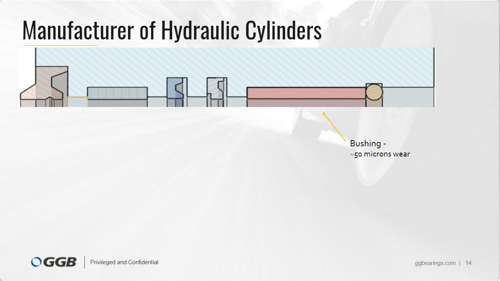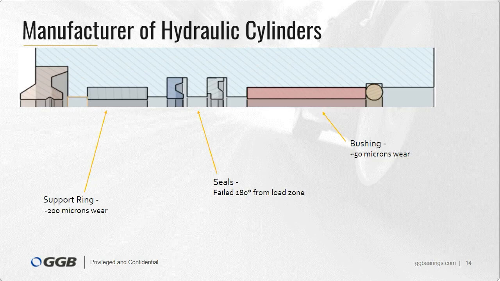So we have seals that fail 180 degrees from the load zone. Okay, so we know it's an unloading issue, not a wear issue on the seals, or at least we can presume that. And then there's this support ring, which was recently added, and there we see about 200 microns of wear. And we said, well, if we're still seeing 200 microns of wear in that support ring, driving that bushing wear down to 0 probably isn't going to make a big dent. We still kind of have a diving board here, and we may need to reinforce that support or re-envision it and see if we can lower the wear out there. So that's where we started focusing our efforts.